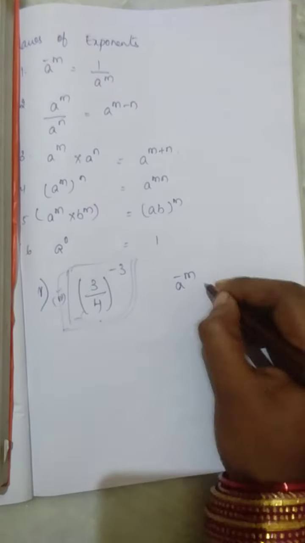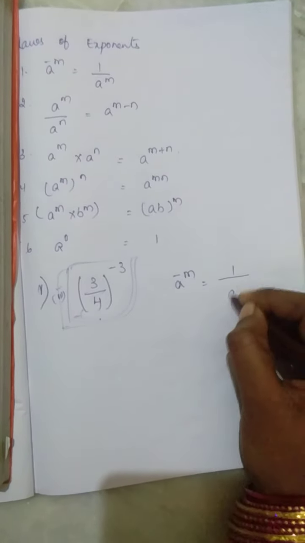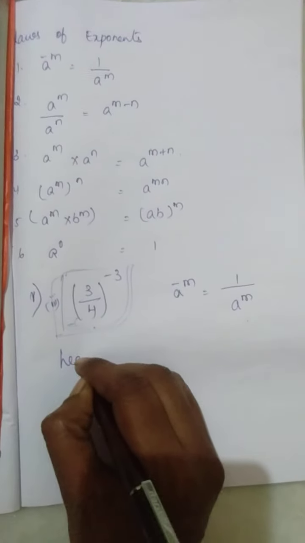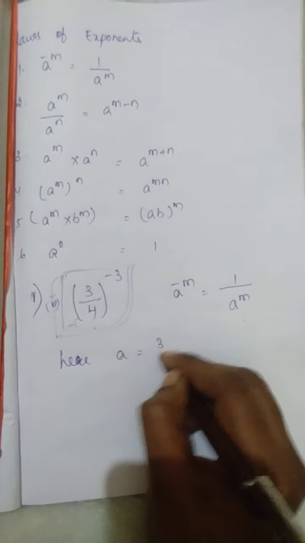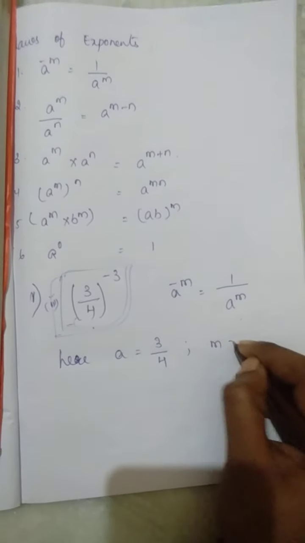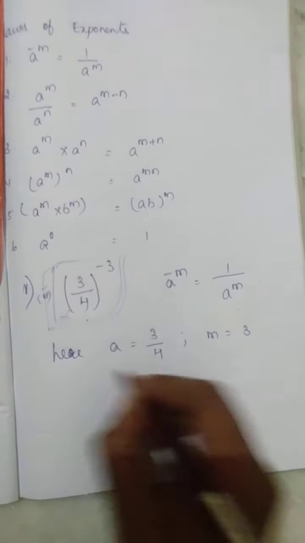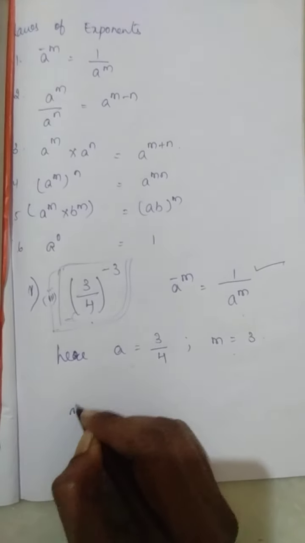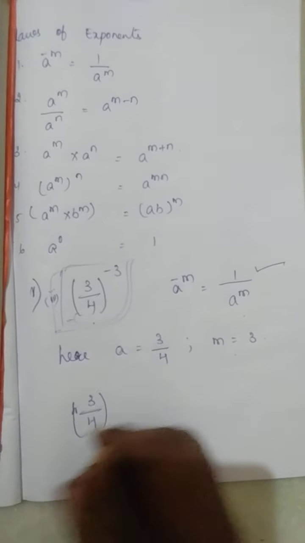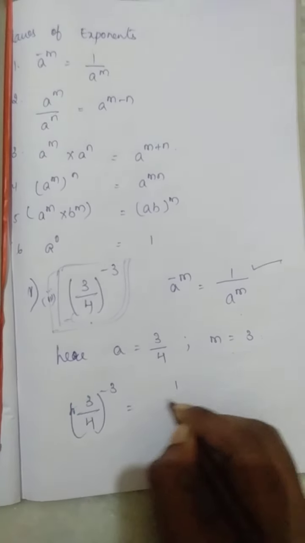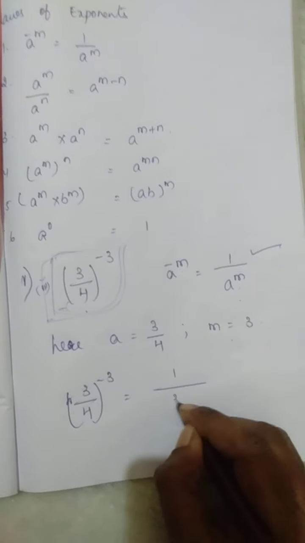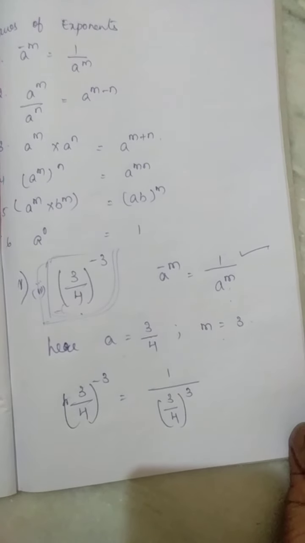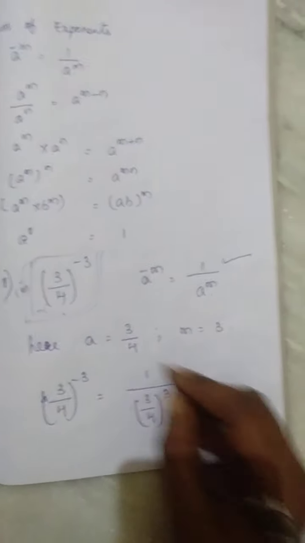Okay, here a power minus m equal to, what is the formula? A power minus m equals 1 by a power m is your formula. Here a equals 3 by 4, and m equals 3. Now substitute this in this formula. a power minus m is nothing but 3 by 4 whole to the power of minus 3, which is equal to 1 by a power m. A is your 3 by 4, m is your 3. Yes or no? Now you have to simplify this one.